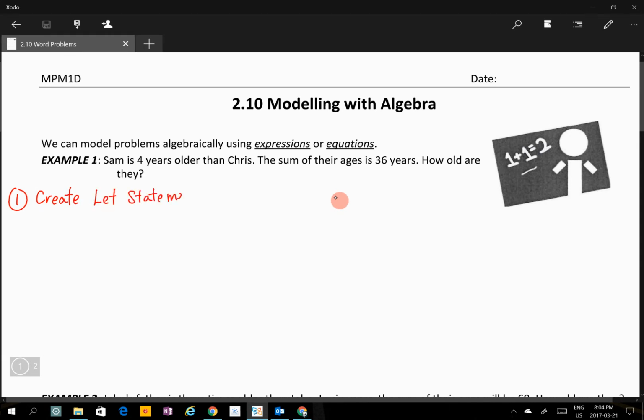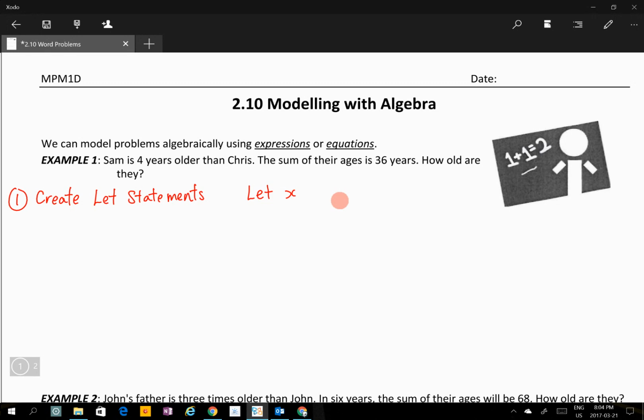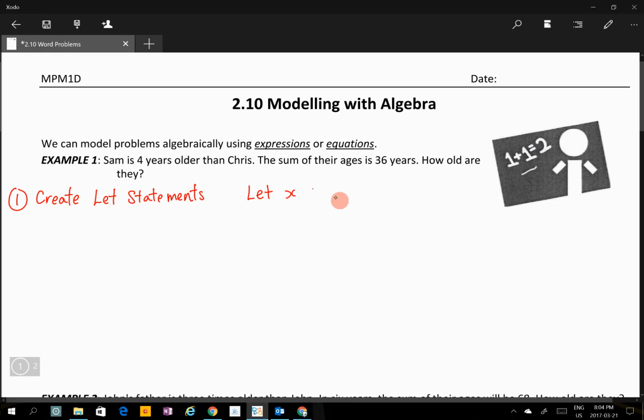You might remember what these are. I think I explained them a number of lessons ago. So a let statement looks like this. I'm going to say let x. So this is the way we define our variable to represent something in the word problem. So I'm going to let this variable x represent Chris's age. Okay. And I need one more let statement. So we also have to create one for Sam. So we're going to say let.